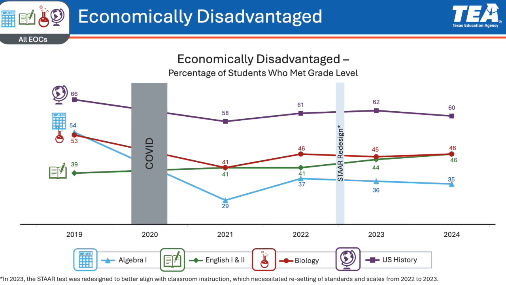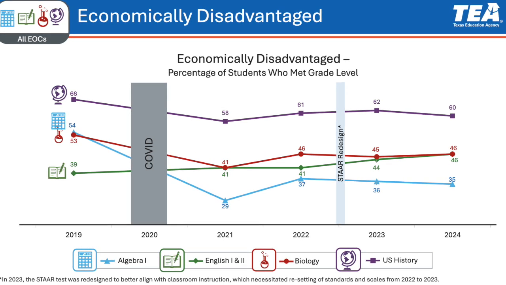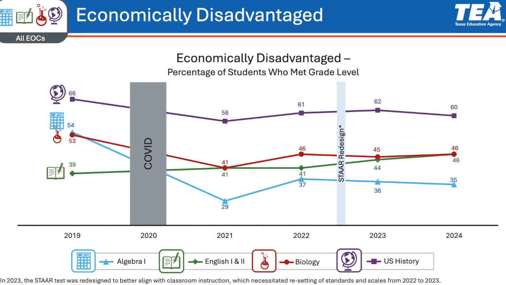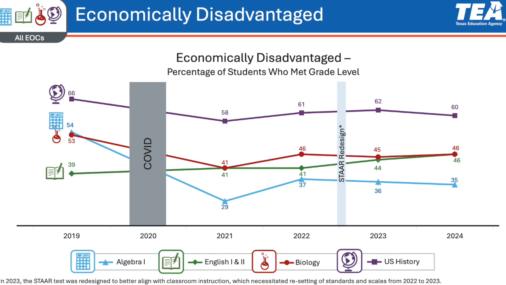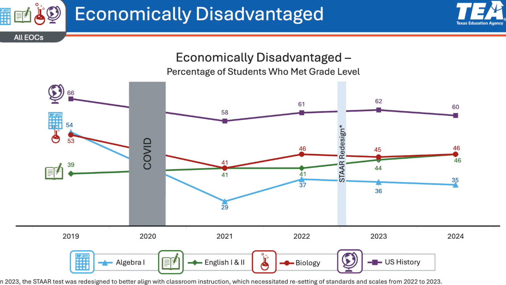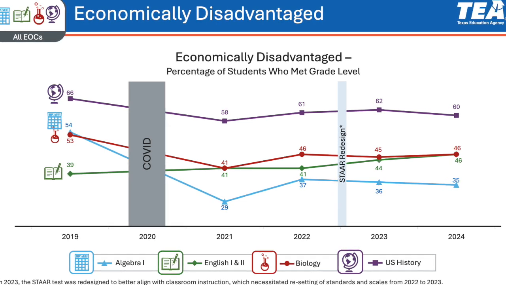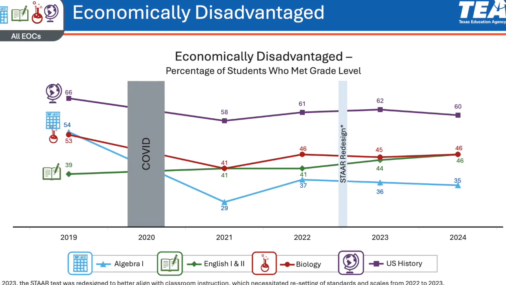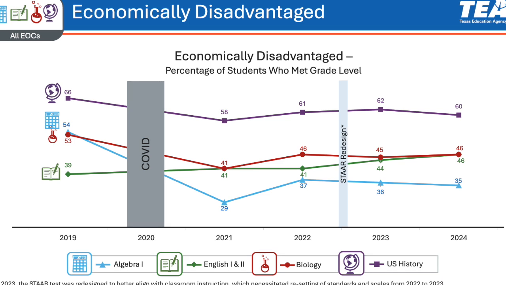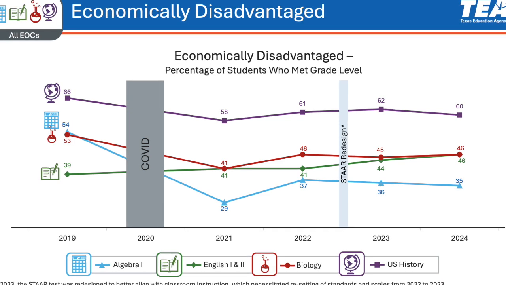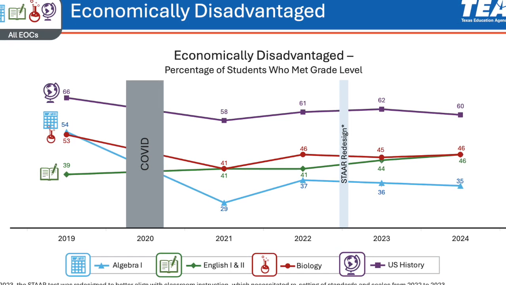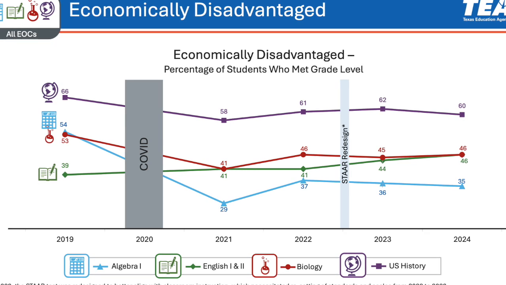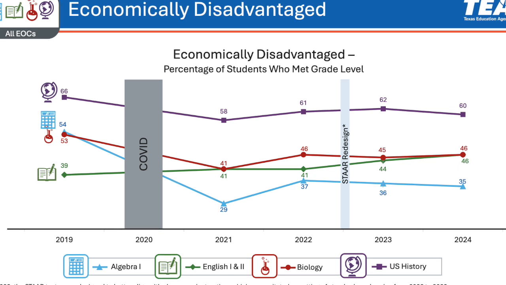As you can tell from here, I wanted our teachers to take a look at this for themselves first and try to come up with any trends. This one does go into all four EOCs at the high school level. You have your Algebra 1, which is the subject we're focusing on here. You have English 1 and 2, as well as Biology and U.S. History.